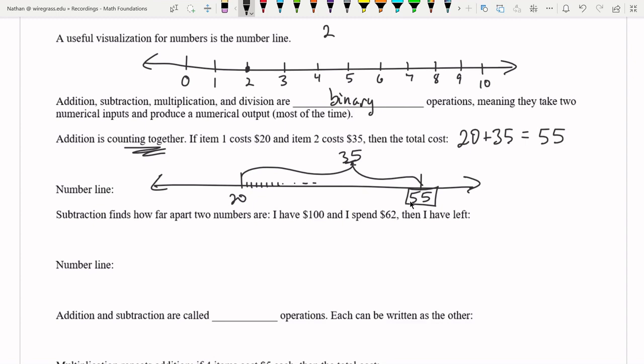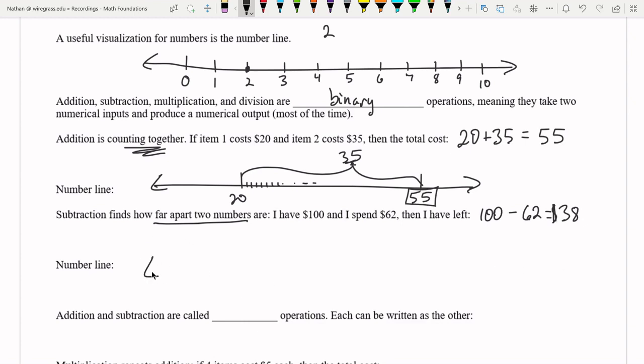Subtraction is kind of the opposite, where we're asking how far apart are the 2 numbers. Here we're counting together the 2 numbers, so they come to a bigger sum. And subtraction will find a smaller number because they're asking how far apart the 2 numbers are. If I have 100 and I spend 62, then what I have left is 100 minus 62, or 38. That's how many dollars I have left.